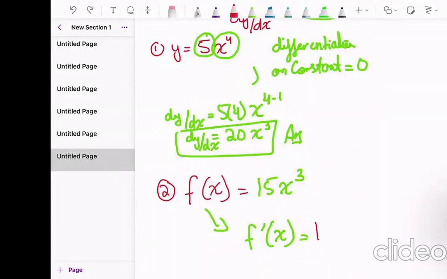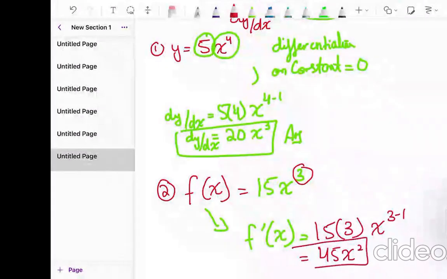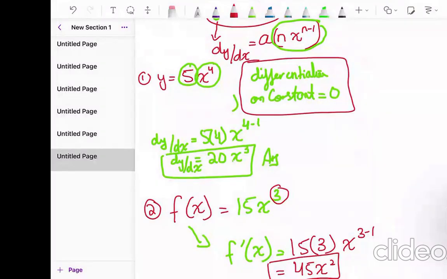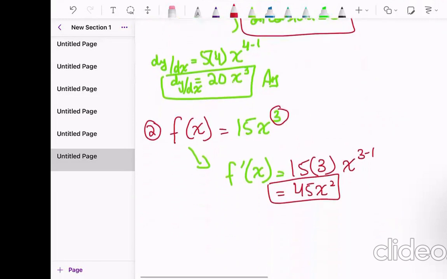Now, how to find the differentiation? 3 is the power, so it will become the coefficient, and then we have to subtract 1. So 15 times 3 is 45, and x raised to the power 2. This is a basic concept. And a very important key point I told you: differentiation of a constant will always be equal to 0. Now we will see an example of how we can get the 0.